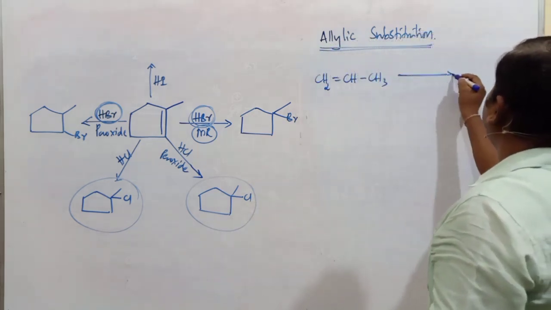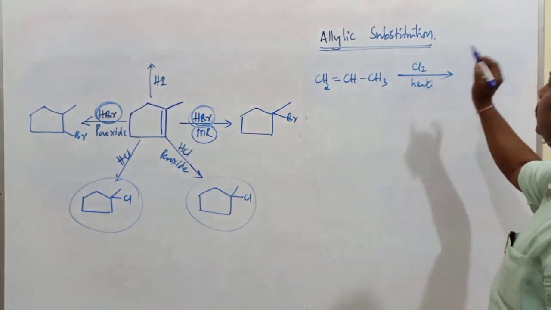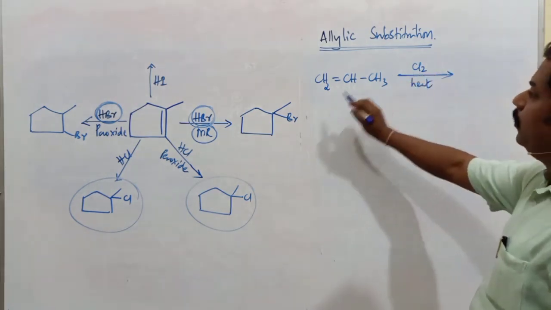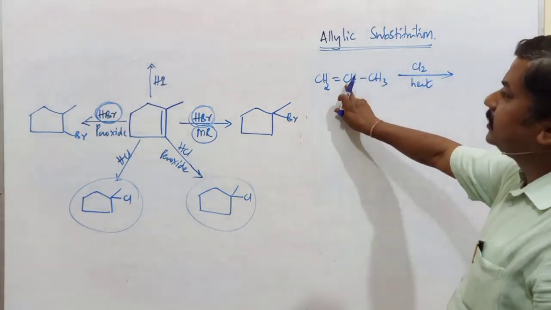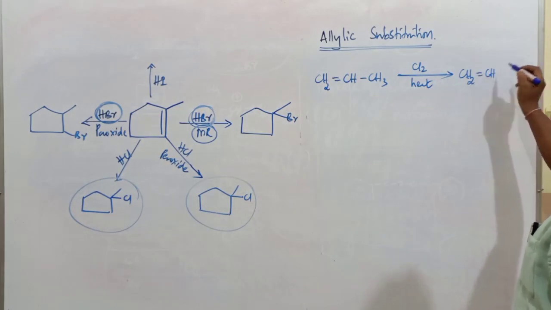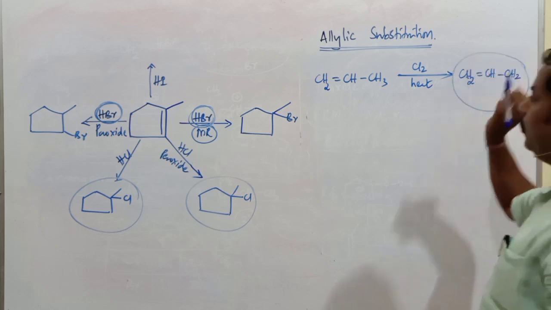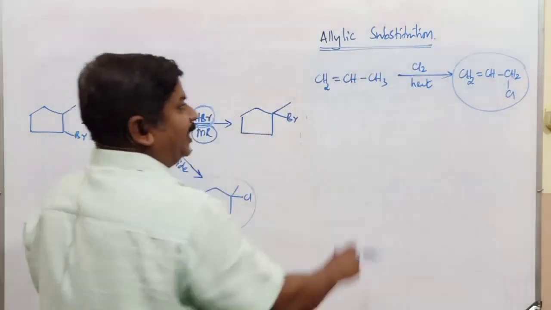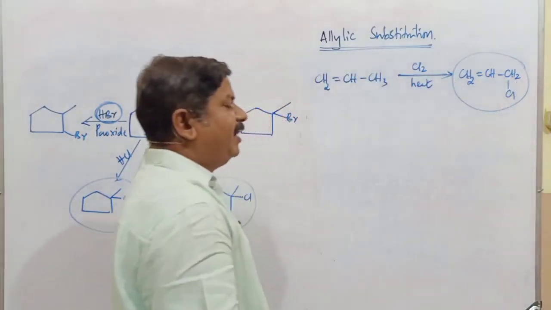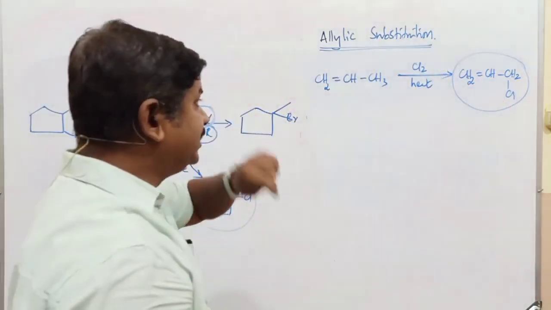When propene is treated with chlorine in presence of heat, what happens here? Usually, as you would believe, the chlorine atom attacks either this carbon atom or this carbon atom, but actually this reaction takes place as allylic substitution. The compound obtained is this one, the double bond is maintained as it is. From the sp3 hybridized carbon atom, a hydrogen is eliminated and chlorine is substituted. Such a reaction is called allylic substitution.